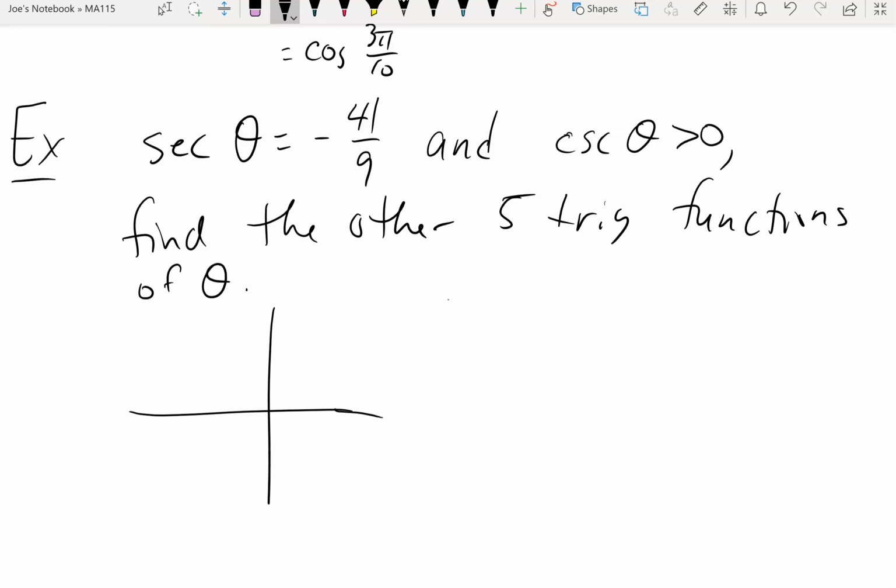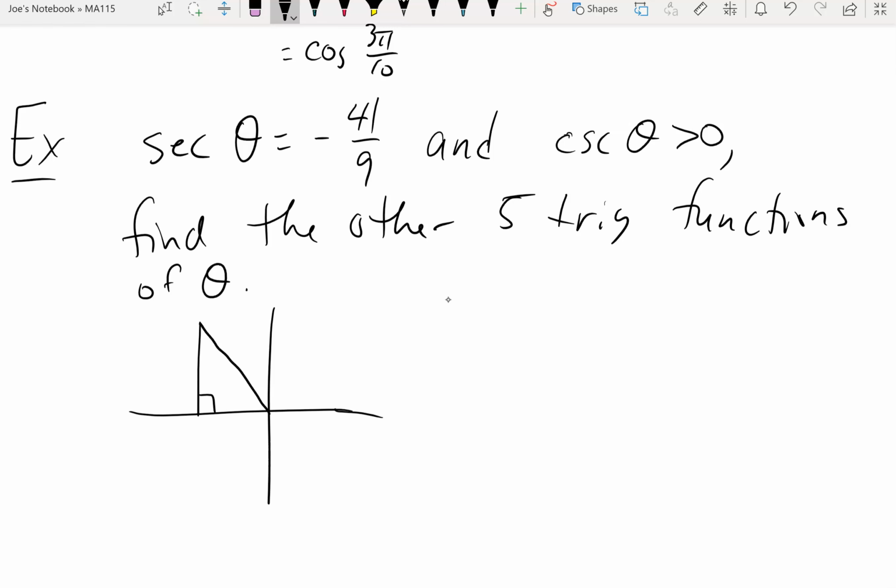But we're also told that cosecant is positive. What's cosecant equal to in terms of sines and cosines? 1 over sine. If that's going to be positive, then what quadrant do we have to be in? 2, right? Okay. So our triangle here is going to be over here in quadrant 2. Everybody see why? Yeah. Are you okay with that? All right.